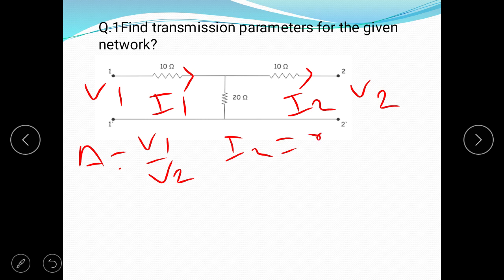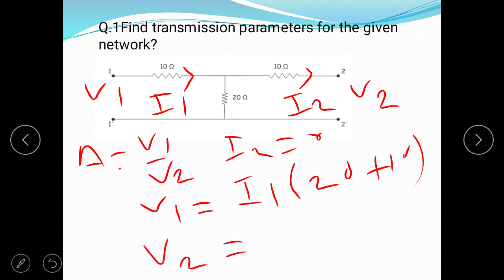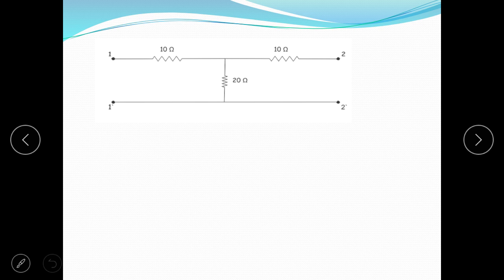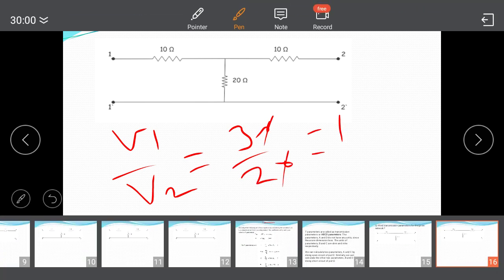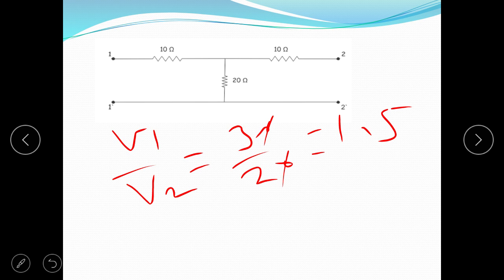So V1 is equal to I1 times 20 plus 10, and V2 is equal to I1 into 20. So V1 upon V2 is equal to 30 divided by 20, that is 1.5. So the value of parameter A is 1.5.